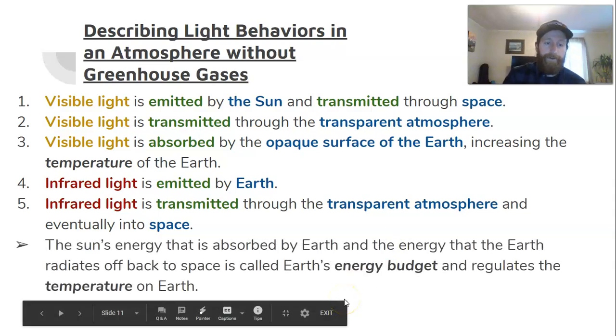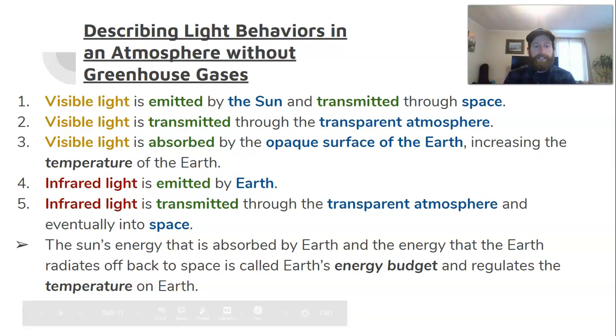So what we just described is called an energy budget. The sun's energy that is absorbed by Earth and the energy that the Earth radiates back to space is called Earth's energy budget, and it regulates the temperature on Earth. It's basically the energy in and the energy out.